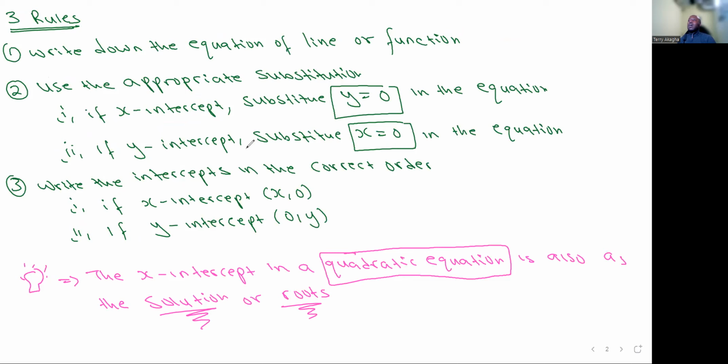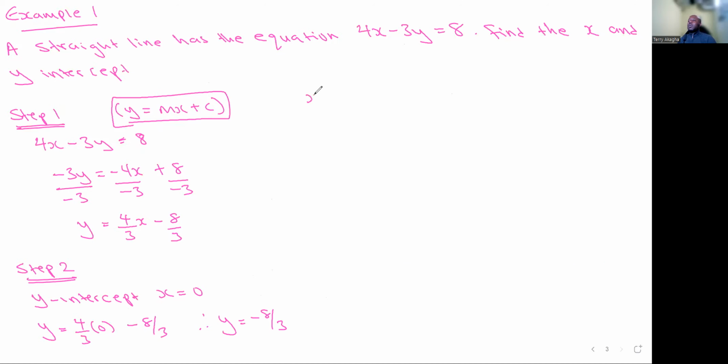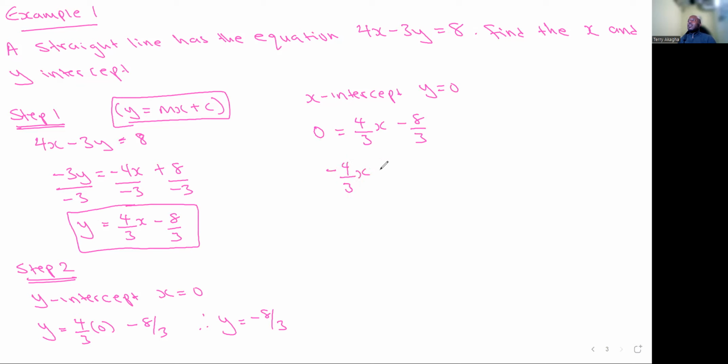Then also, to get the x-intercept, you substitute y equal to 0. At the y-intercept, x is equal to 0, and I've done that, so it's now time to do the x-intercept. At the x-intercept, y is equal to 0, so anywhere you see y, you put 0 in this equation. So it's going to be 0 is equal to 4 over 3 x minus 8 over 3. We take 4 over 3 x to the other side. It's going to be minus 4 over 3 x is equal to minus 8 over 3.